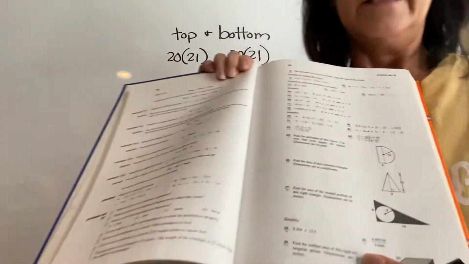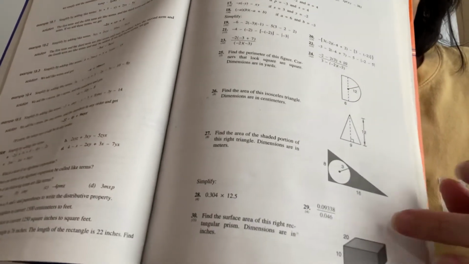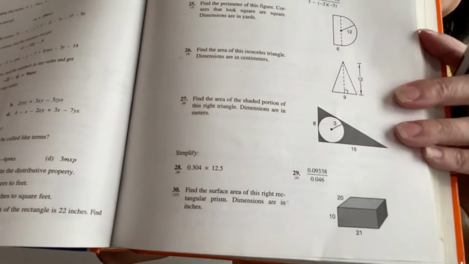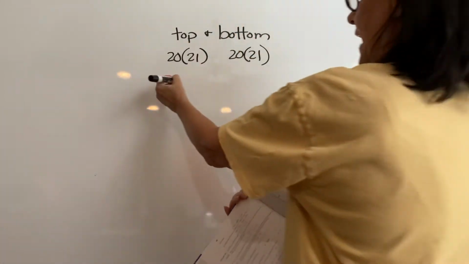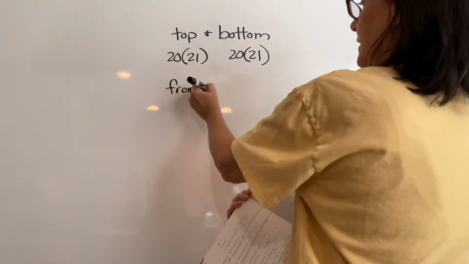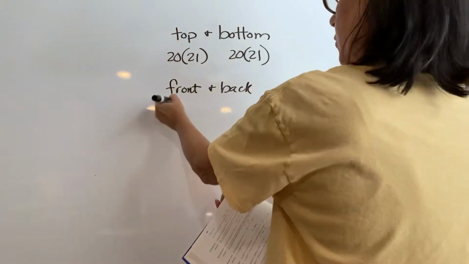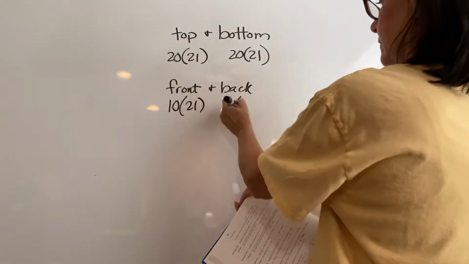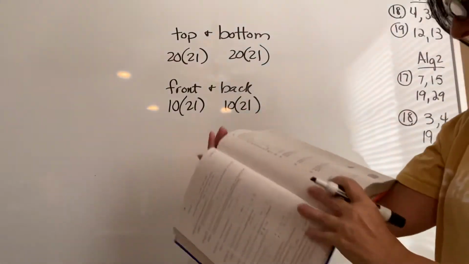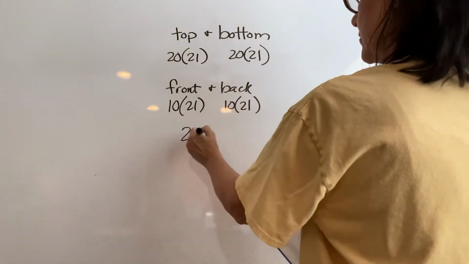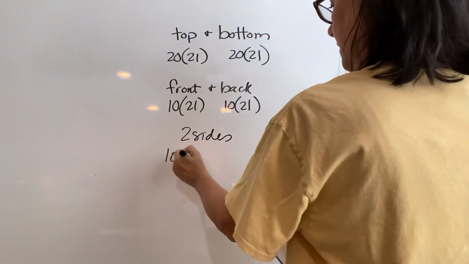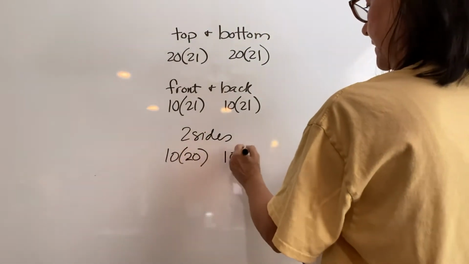Now, this front side is going to be the exact same as the side on the opposite side of the box behind here. So it's 10 by 21. So the front and the back, they are both 10 by 21. Now the sides are going to be right here. They are 10 by 20, both of the sides. So we have two sides, both are 10 by 20.